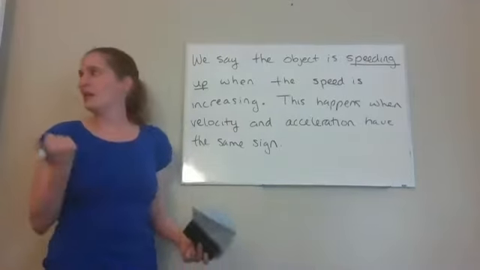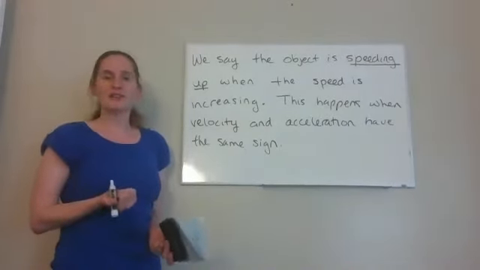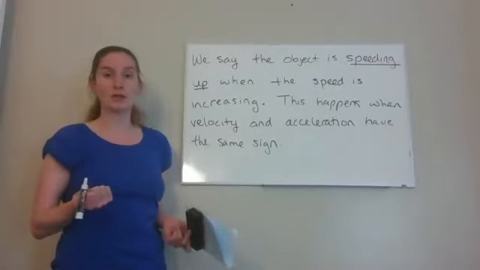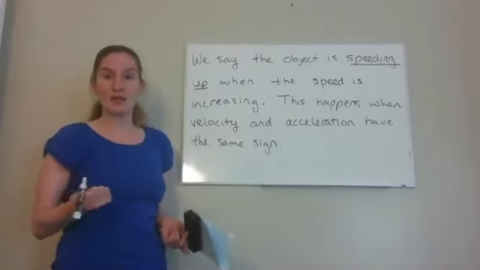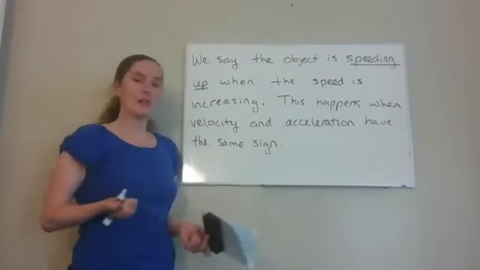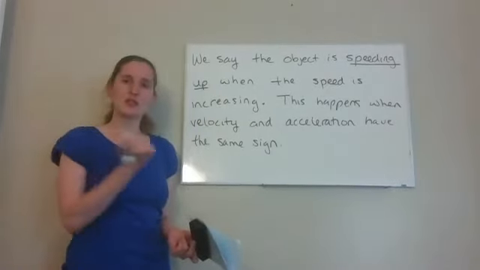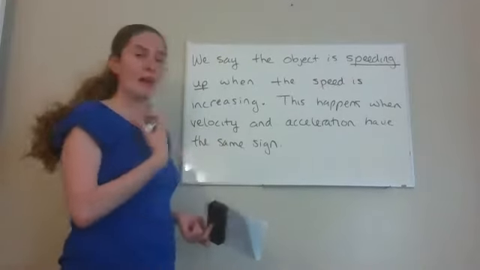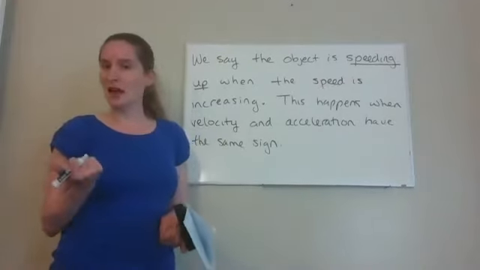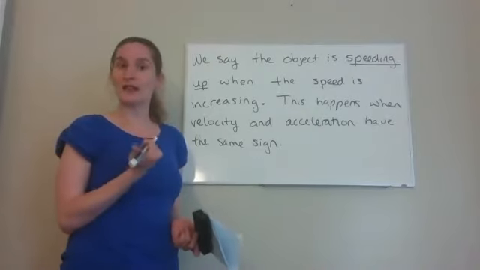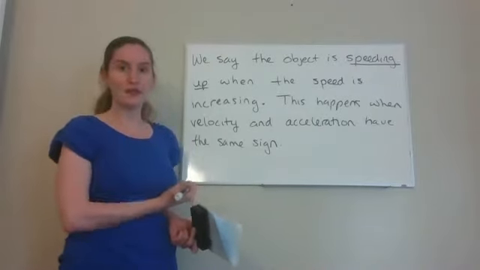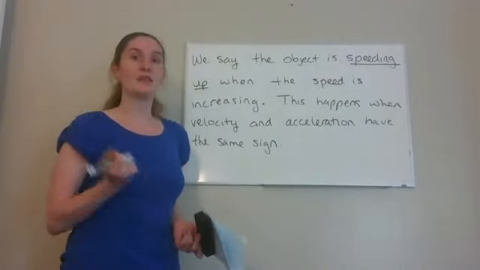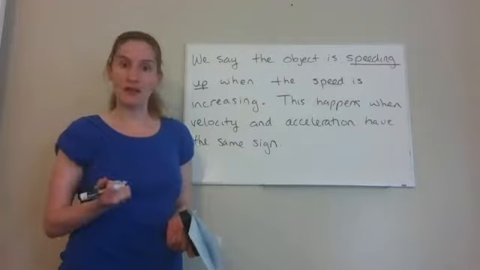So what does that mean? It means it does not suffice to just find where the acceleration is positive to determine where the particle is speeding up or slowing down. You have to actually compare the sign of the acceleration to the sign of the velocity. So if you have a positive velocity, the object is going to be speeding up when the acceleration is also positive. And when you have a negative velocity, the object is speeding up when the acceleration is also negative.